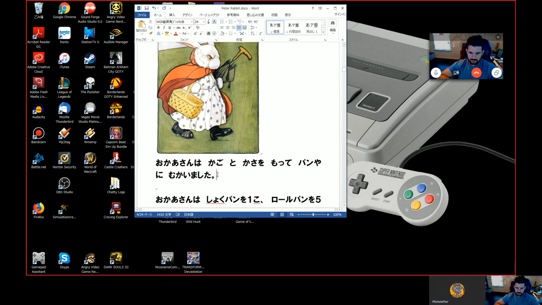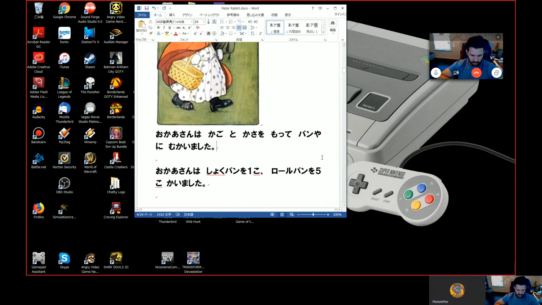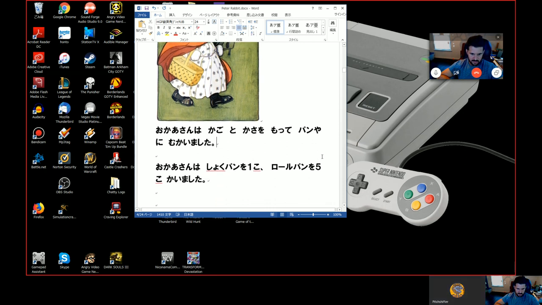Okay. Okay, great. Okasan wa shokupan. Yes. O iko. Iko. And then is it rorupan? Rorupan. O goko. And then kaimashita. Kaimashita.